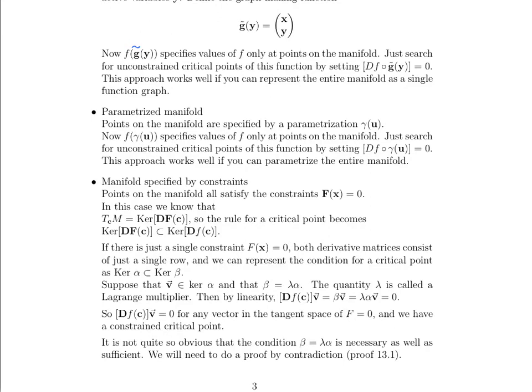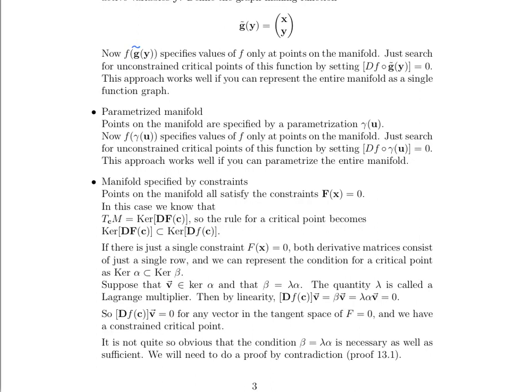And so what's interesting is that at this particular critical point, we have d little f acting on v equal to beta v, which is equal to lambda alpha v, which is equal to 0, because v was in the kernel of alpha to begin with. So this fact is true, that d little f acting on v is equal to 0 for any vector in the tangent space of big F equals 0. And so we have a constrained critical point.